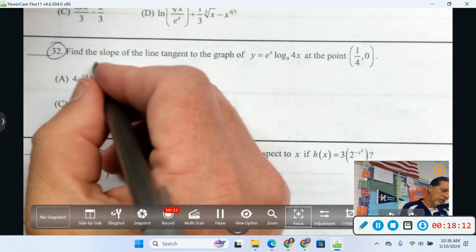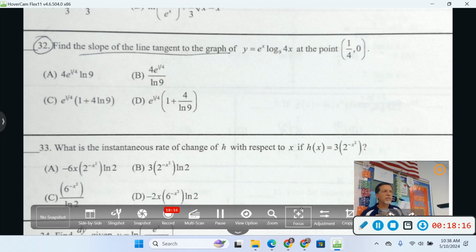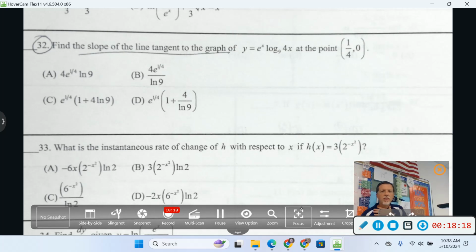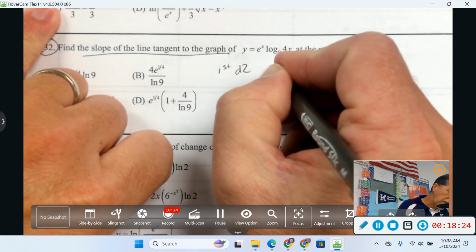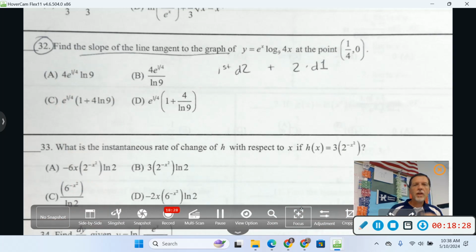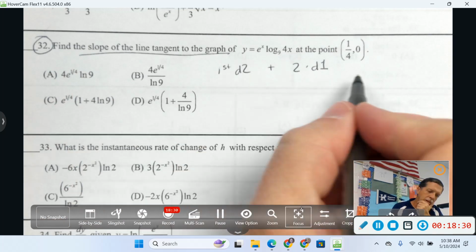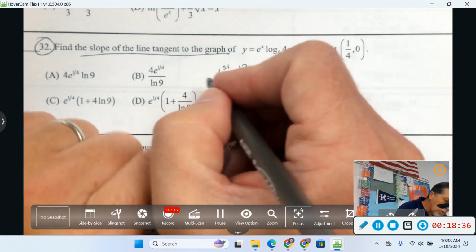(32) Find the slope of the line tangent to the graph. So again, that's derivative. Another product rule problem. First times derivative of the second plus second times derivative of the first. Don't have to write that out, but again, if it helps some people to keep track of all the different pieces, then maybe it's worth it.